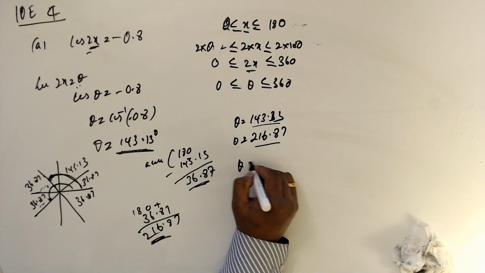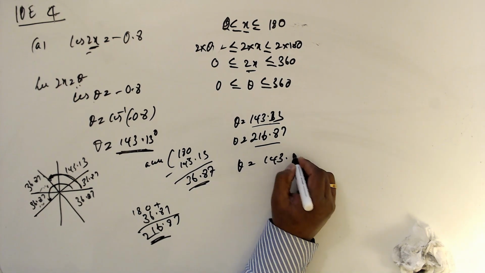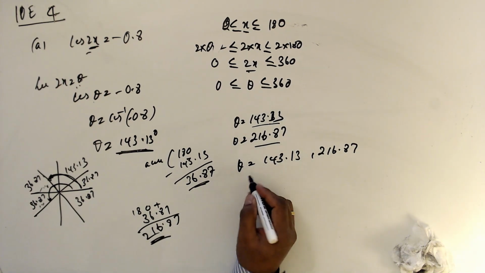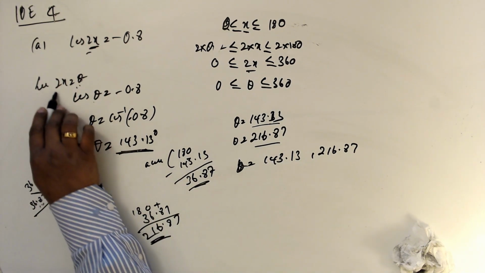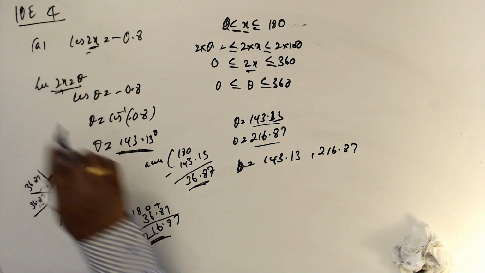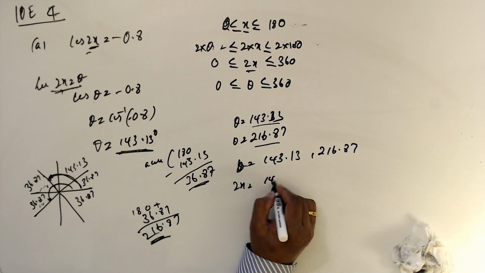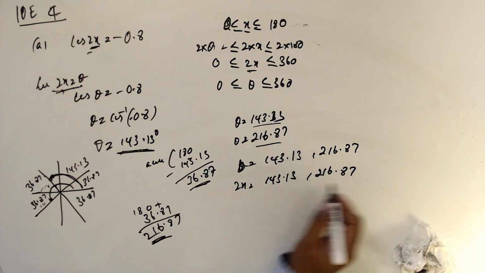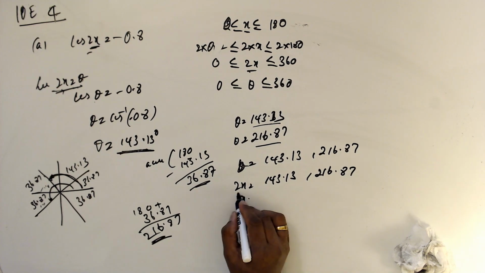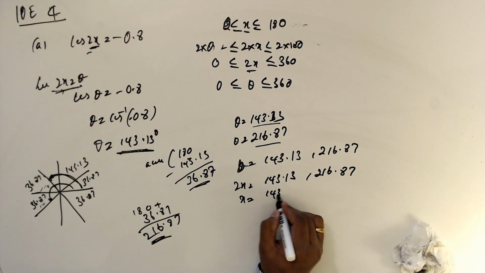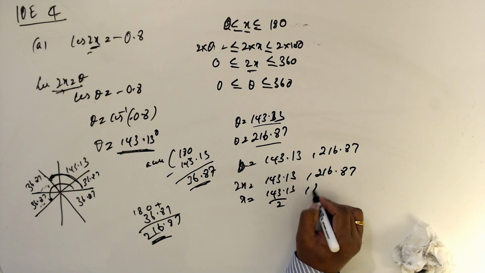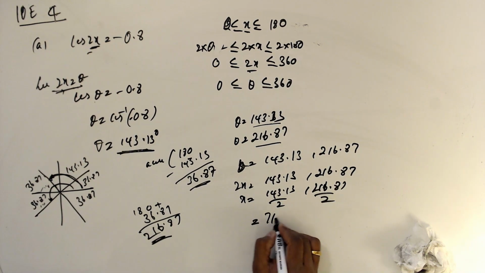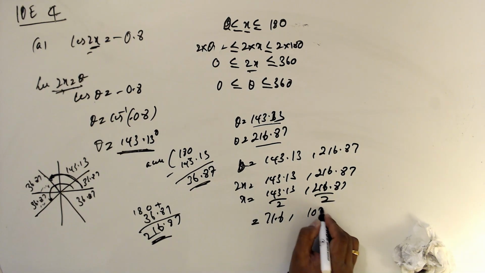Then we have two answers, 146.13 and 216.87. But theta is something we introduce, so we need x. So 2x equal 143.13 and this is 216.87. Now divide by 2. This answer is 7.6. This is 108.4.